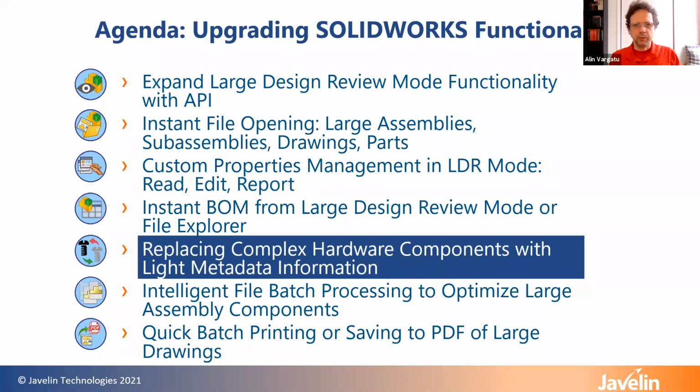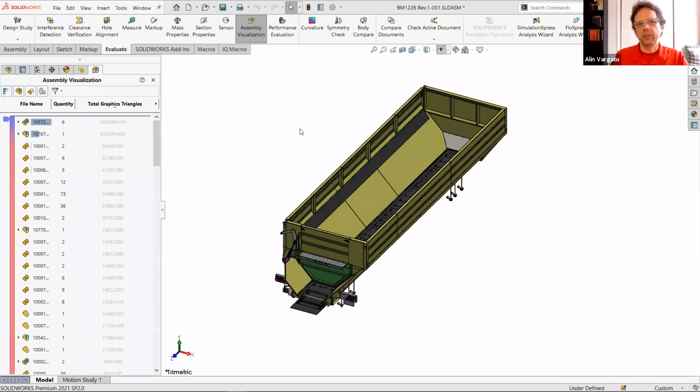Yes. So allow me just to share my screen for a second. Because one thing that I have here, I loaded that potato box fully resolved. So this is fully resolved. Then I turn on the assembly visualization showing the total graphic triangles. And notice there are quite a few components that have lots of graphic triangles.